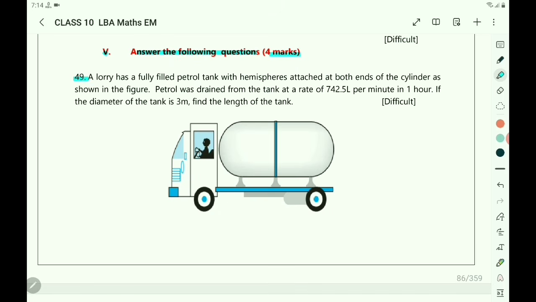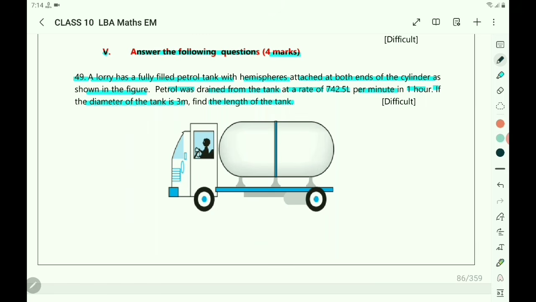Question number 49. A lorry has a fully filled petrol tank with hemispheres attached at both the ends of the cylinder as shown in the figure. Petrol was drained from the tank at a rate of 742.5 liter per minute in 1 hour. If the diameter of the tank is 3 meter, find the length of the tank.